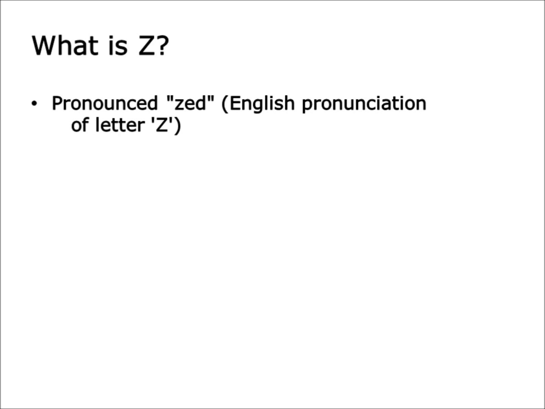What is Z? Z is a model-based notation that was conceived in the late 1970s in collaborative projects between Oxford University and its industrial partners. An official Z standard was released in 2002.